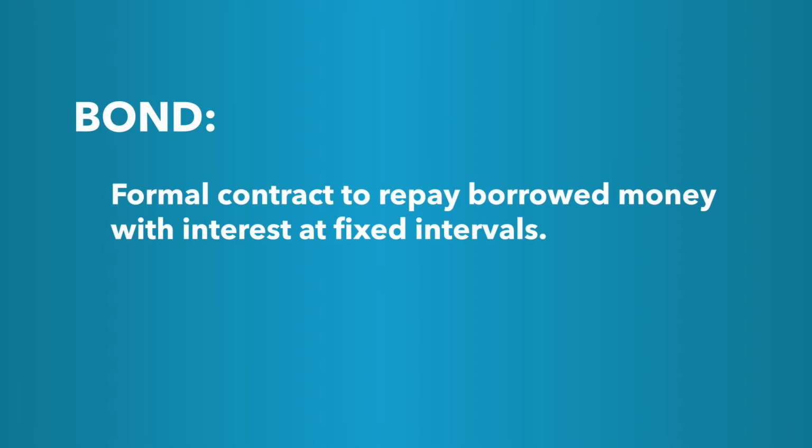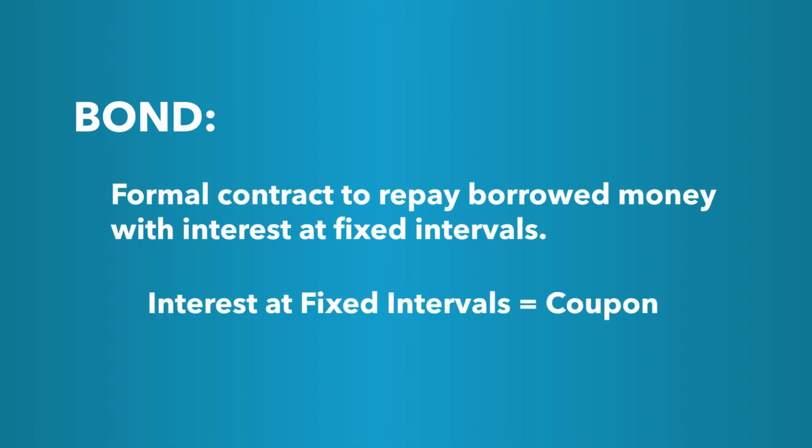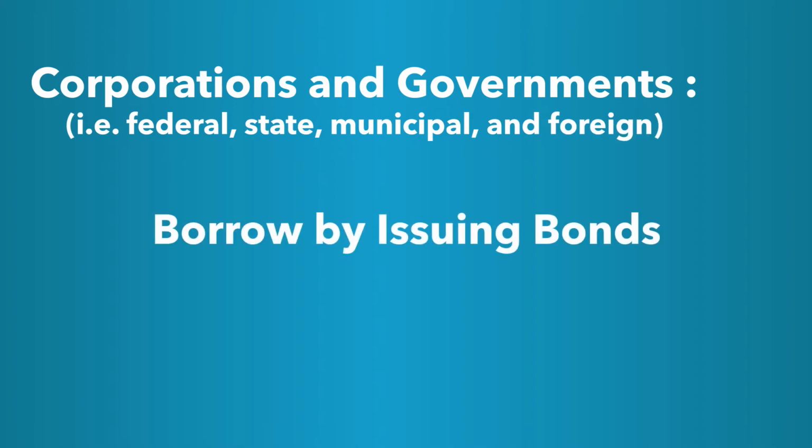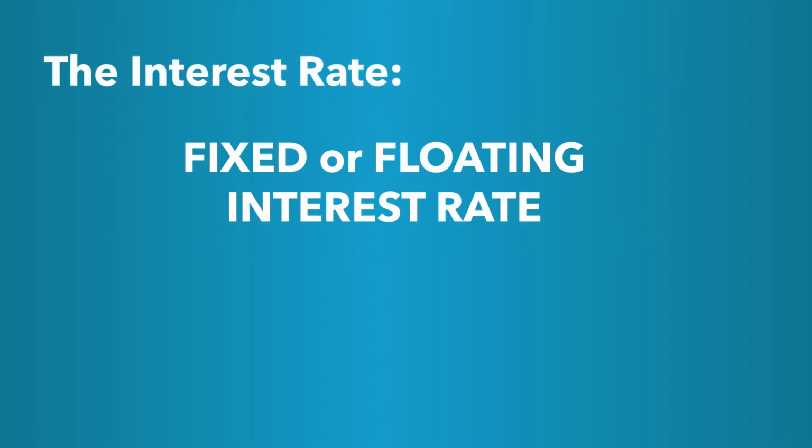A bond is a formal contract to repay borrowed money with interest at fixed intervals, often referred to as the coupon. Corporations and governments, such as federal, state, municipal, and foreign, borrow by issuing bonds. The interest rate on the bond may be a fixed interest rate or a floating interest rate that changes as underlying interest rates or rates on debt of comparable companies change.